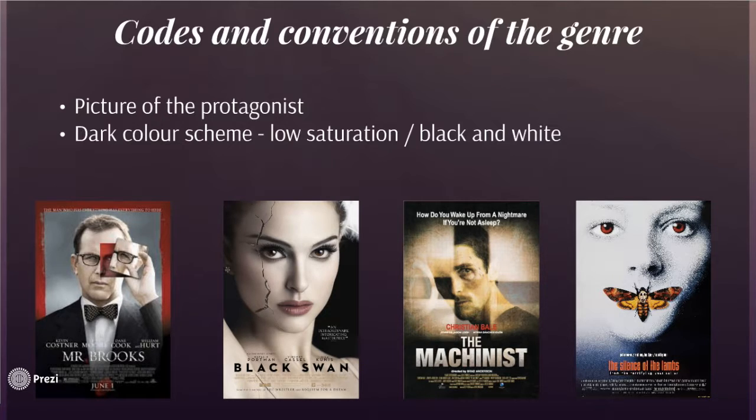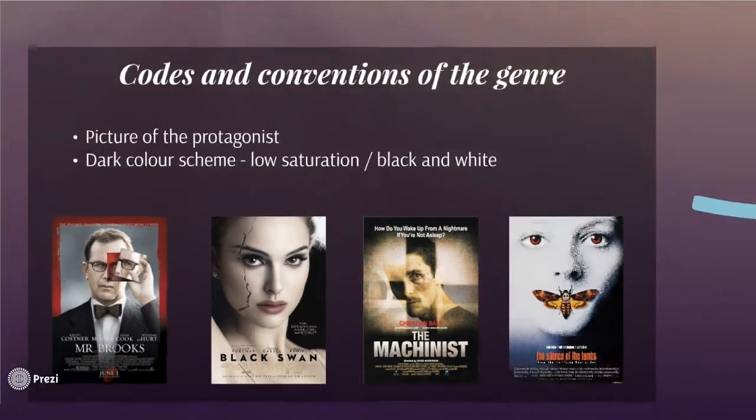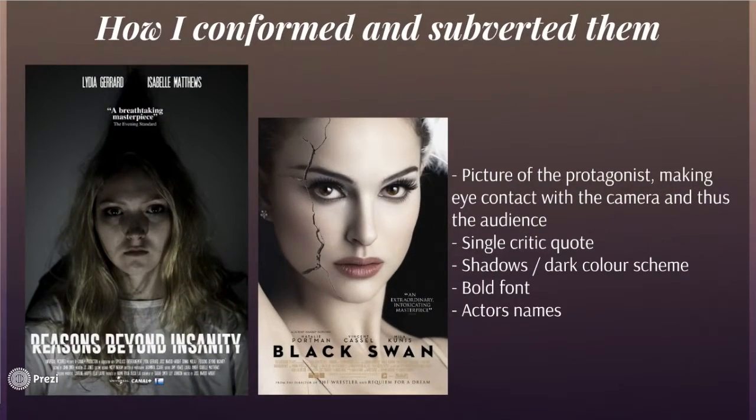There's usually also quite a dark colour scheme to reflect the darkness of the film. Black and white is often used to show depression and the bleak atmosphere of the movie, which they've done with all of these posters. They're very dark and the saturation's very low. So now we're going to talk about my poster and how I conformed and subverted these codes and conventions.